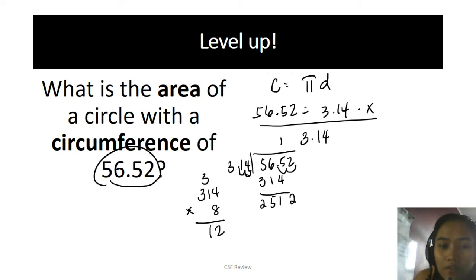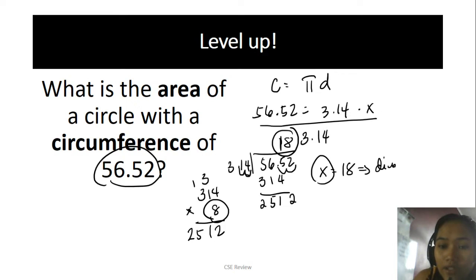And you have 11, 8, 16, 24, 25. So, it's exactly 8. So, that means the answer is 18. What does that mean? X becomes 18. 18 is the diameter. Okay? Now that we have the diameter, we can start to solve for the area.